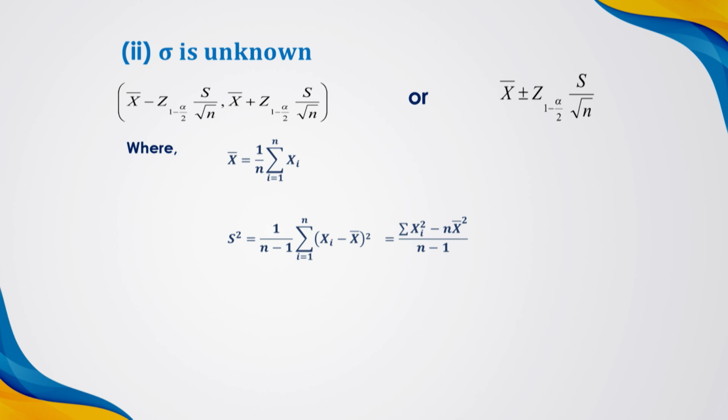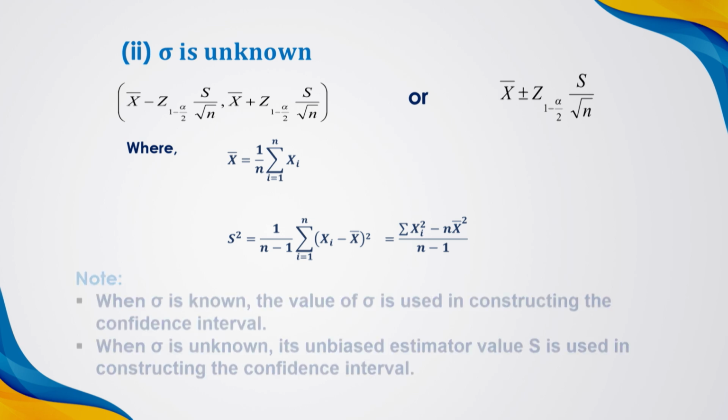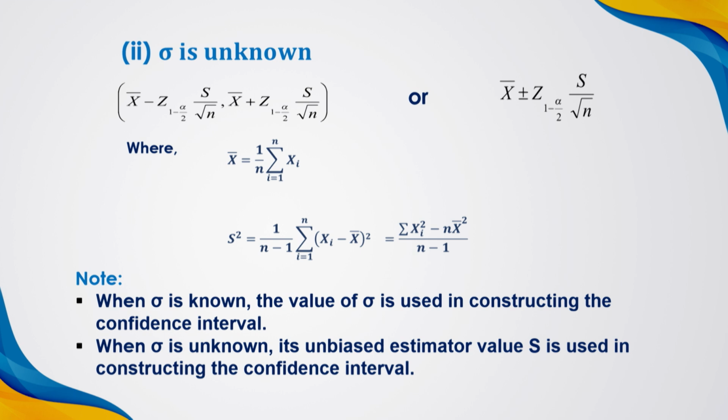S squared equals 1 by n minus 1 sigma i equals 1 to n of xi minus x bar whole square, and on simplification this formula becomes sigma xi square minus n x bar square by n minus 1. Note: when sigma is known, the value of sigma is used in constructing the confidence interval. When sigma is unknown, its unbiased estimator value capital S is used in constructing the confidence interval.